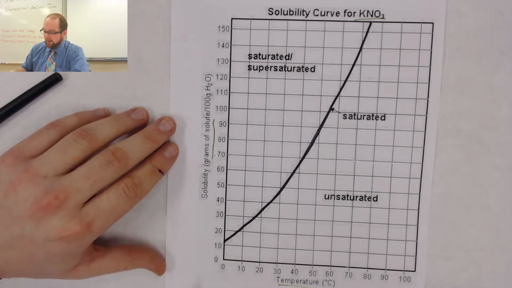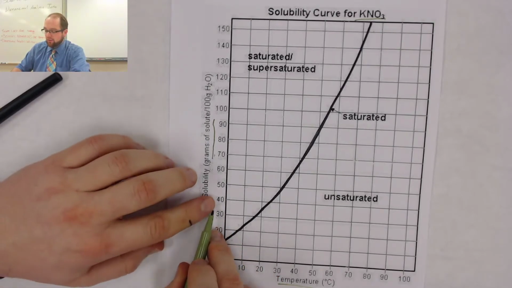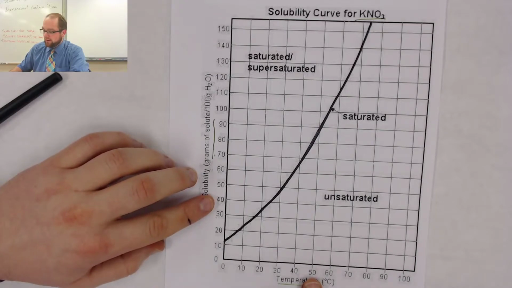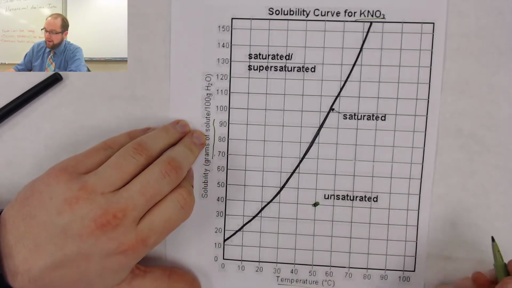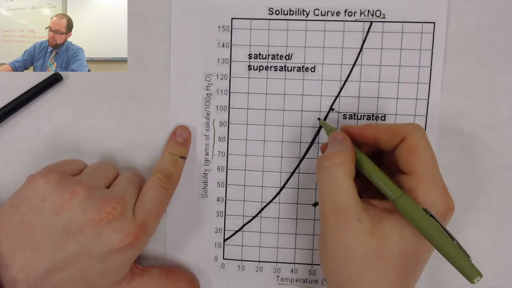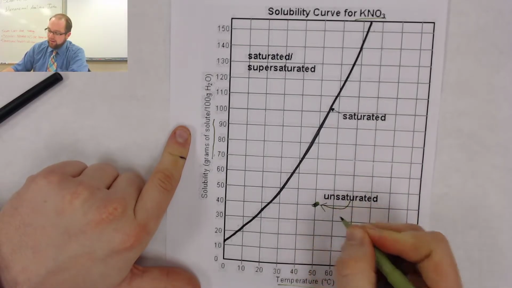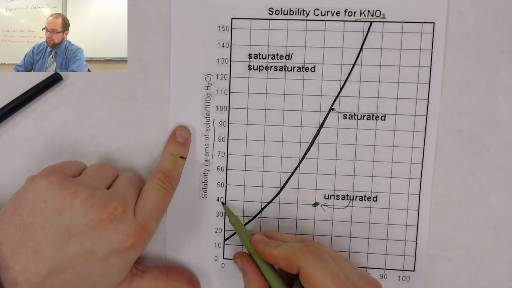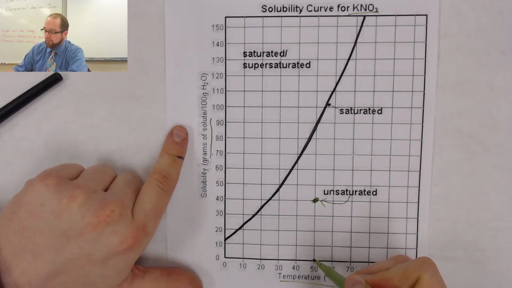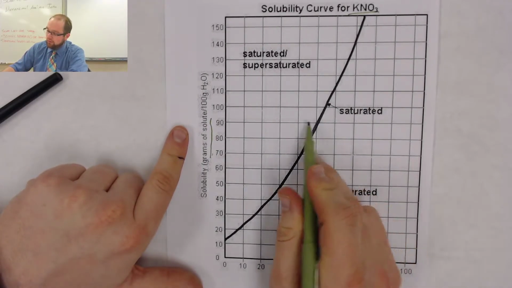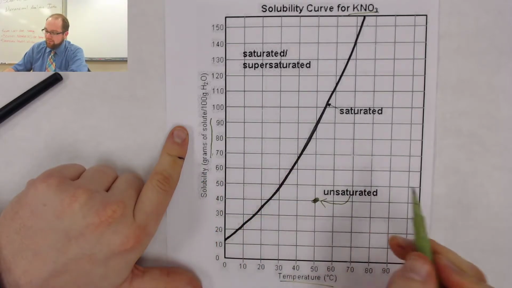Now, let's say that I was trying to dissolve some KNO3. Let's say I had 40 grams of KNO3, and I was at 50 degrees Celsius. I would just play a little bit of battleship here and mark a point like here on the graph. You'll notice that this point is below the line that is saturated. So we would consider the solution at this point unsaturated. So 40 grams at 50 degrees could dissolve more. In fact, it could dissolve all the way up to about 90 grams of solute. So the graph is very straightforward.